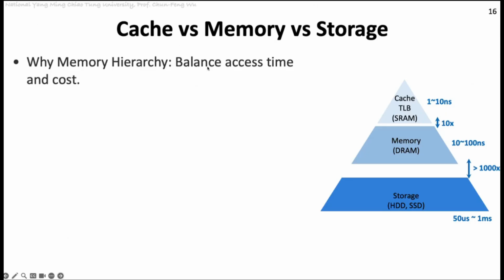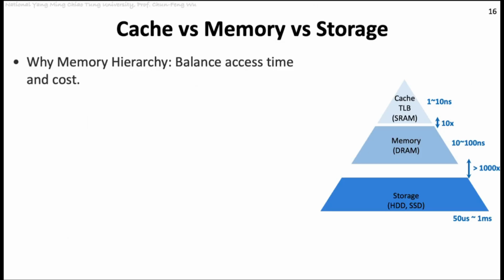So for the memory hierarchy, the reason we need it is that we are going to balance access time and cost. Look at the pyramid on the right hand side. The bottom is the storage, and in between are memory and cache. The access time for storage is from 50 microseconds to 1 millisecond. And there is one baseline for the CPU: each CPU instruction takes about 0.3 nanoseconds for a 3 gigahertz CPU. For a 1 gigahertz CPU, it takes about 1 nanosecond.